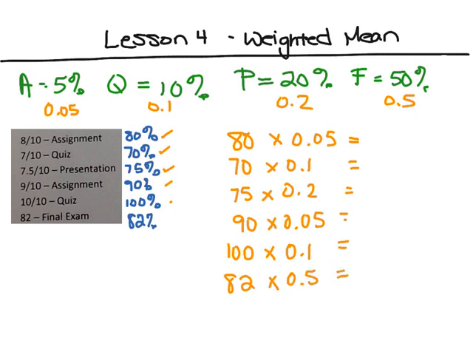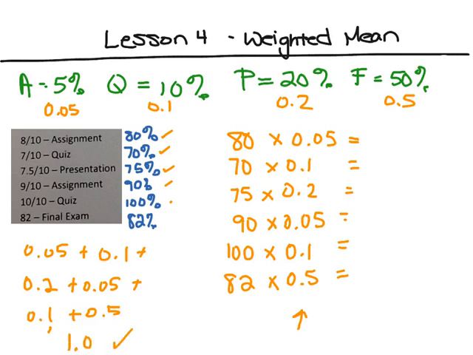So what we should see now is that each assignment is worth a certain amount. If we add up this, we should get 100. So if we go 0.05 plus 0.1 plus 0.2 plus 0.05 plus 0.1 plus 0.5, add those all together, you get 1.0. So we know that this adds up. This is going to be correct. So we're going to calculate this now. Type it all into your calculator. For 5% of 80, you get 4.